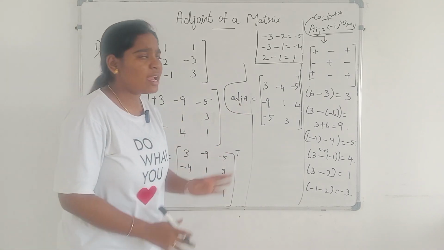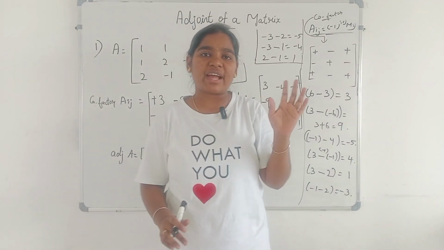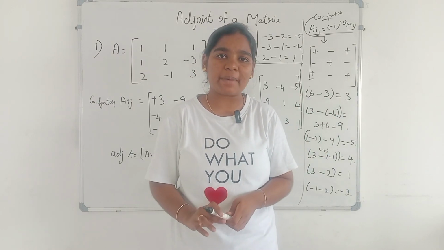So we found the adjoint of this 3 by 3 matrix by first finding the cofactors and minors and then taking the transpose of the cofactor matrix.